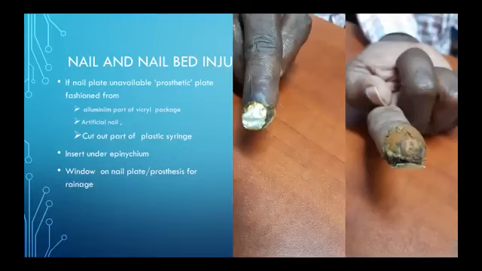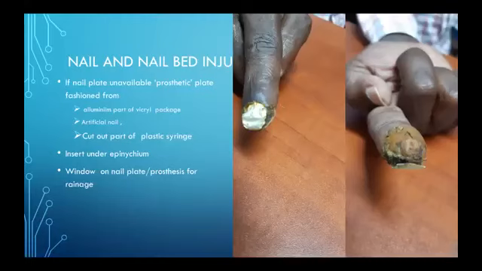Okay, where the nail plate is used, a window can be made on the nail plate to allow for discharge of material from underneath, so that infection does not accumulate, and to provide some outlet for material that accumulates under the nail.